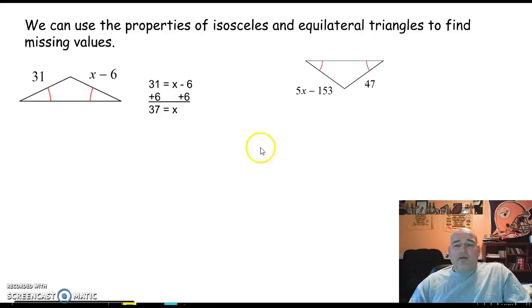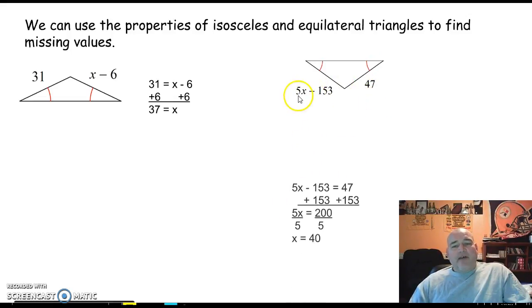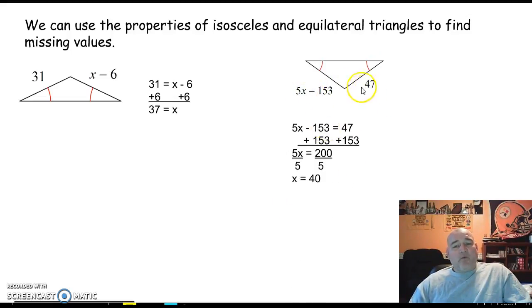Again, this angle and this angle are congruent. That means that 5x minus 153 equals 47. The sides opposite those congruent angles are also congruent or equal. Add 153 to both sides. 5x equals 200. Divide both sides by 5 and you find out that x equals 40.